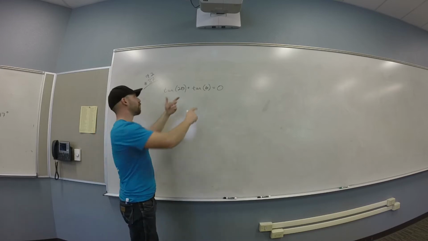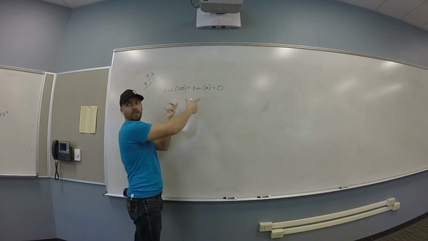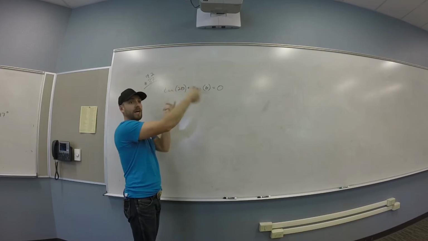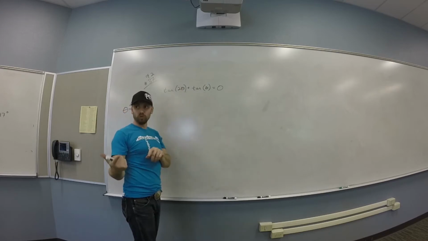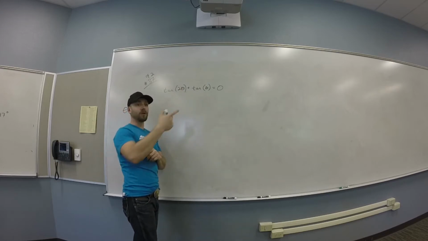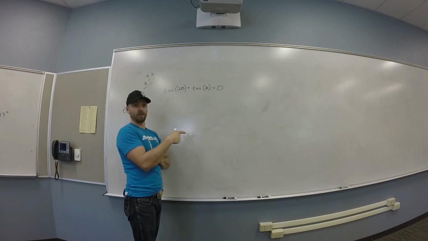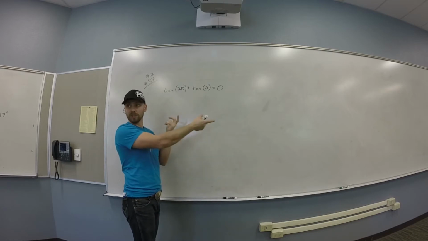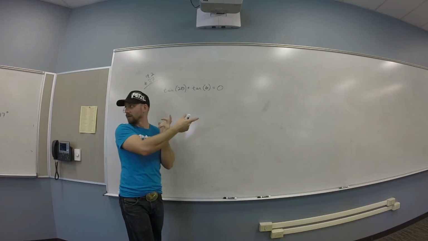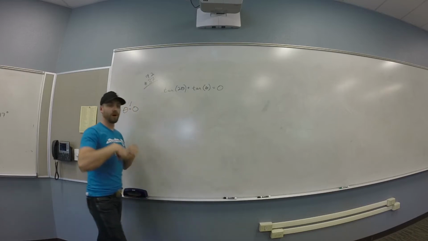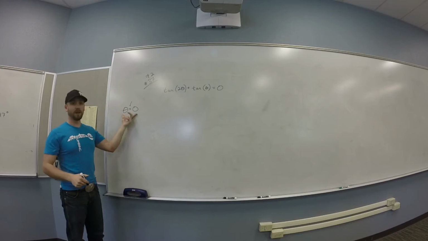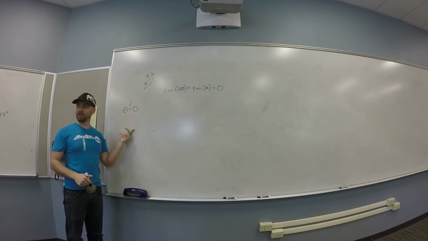I'm trying to solve this equation. I've got two things added together that equal 0. There are two options for that: either they're both 0, or one is positive and the other one is negative. I think they're both 0 would be this guy, and maybe pi.